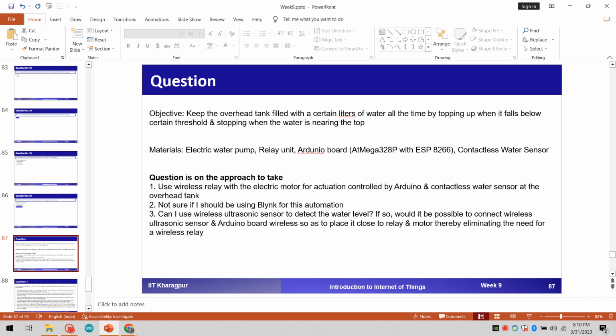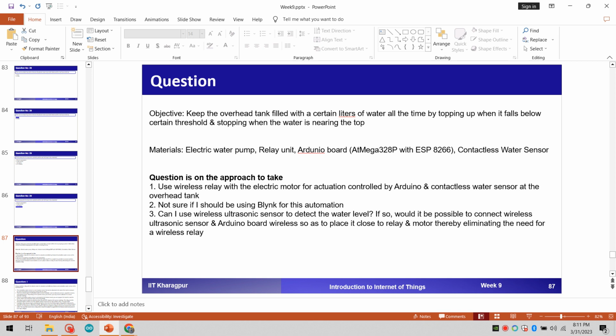The first question was whether to use a wireless sensor relay with an electric motor for actuation, controlled by Arduino and a contactless water sensor at the overhead tank. Basically, if you want to check the level of your water tank, you can use various types of water sensors. For example, you can use an ultrasonic sensor, capacitive sensors, or an optical sensor to check the level of your tank.